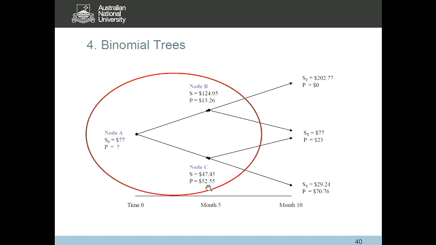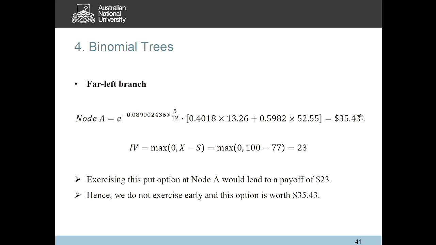Okay, so I wrote down 52.55. That represents me exercising this put immediately. Then the next thing you'll do is simply work out the expected payoff, then discount back 5 months. And if you do that, you'll get a discounted value of 35.43, and that's clearly higher compared to exercising the put immediately in Node A. So that's going to be our put option price, 35.43. So quite similar to what we have done back in week 5, right?